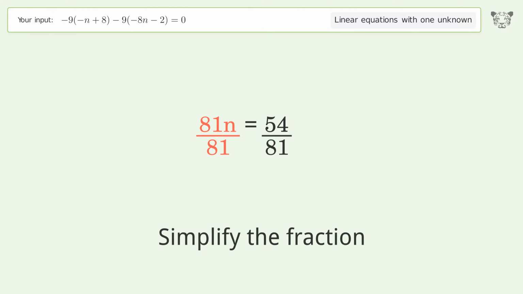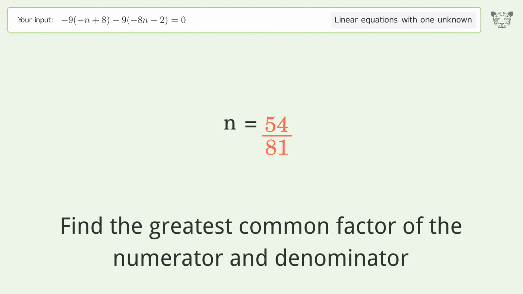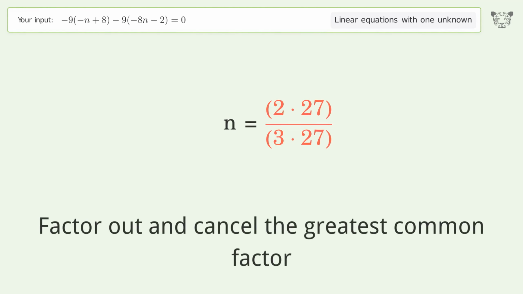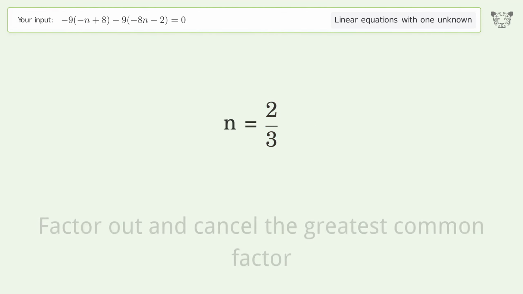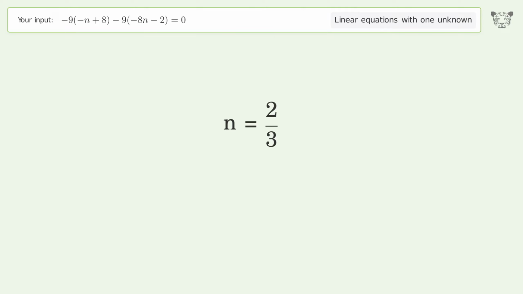Simplify the fraction. Find the greatest common factor of the numerator and denominator. Factor out and cancel the greatest common factor. And so the final result is n equals 2/3.